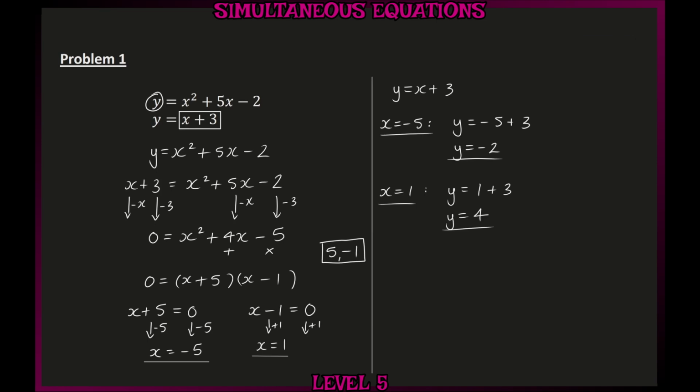So our final solution to problem 1 is x is equal to minus 5, y is equal to minus 2, and x is equal to 1, y is equal to 4. And it's really important that we pair these correctly.